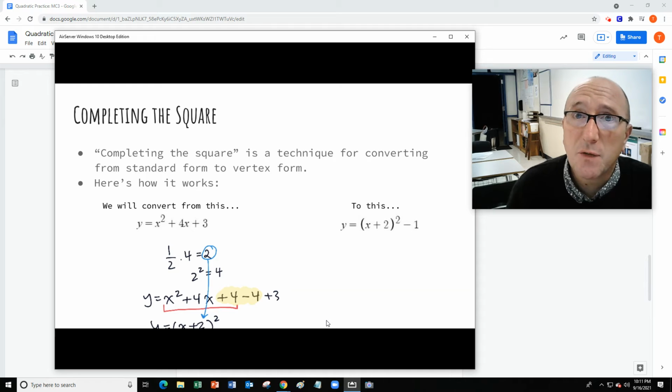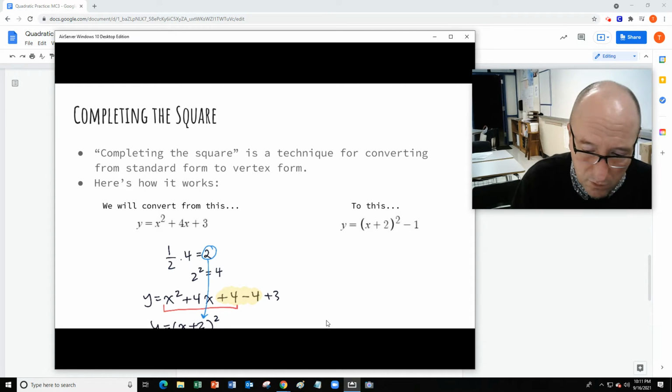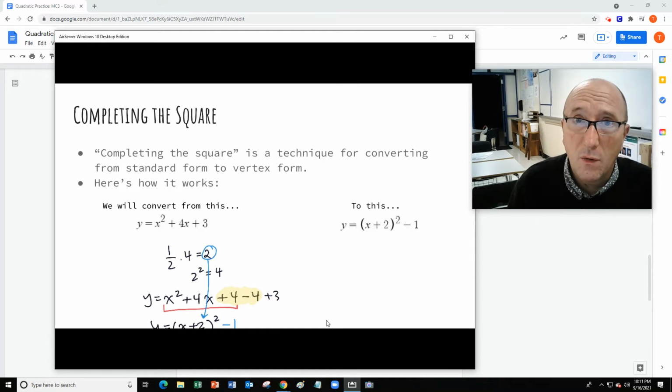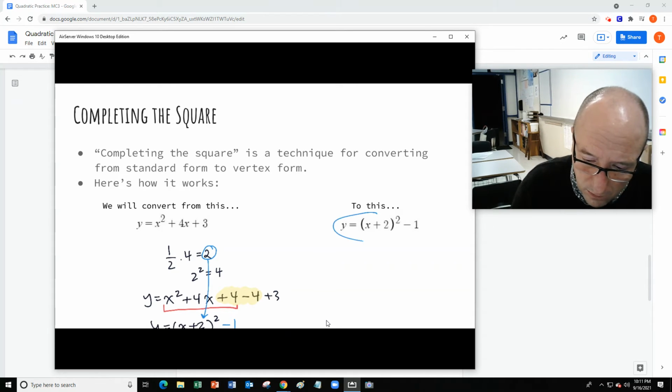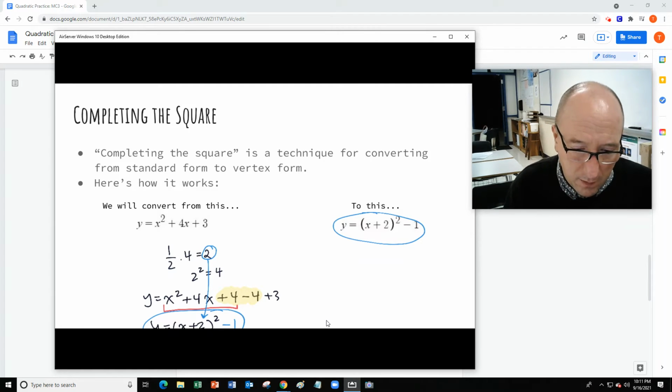So now I still have that minus 4 plus 3. I've got to clean that up. So minus 4 plus 3, as you know, would be negative 1. So notice how what I just created here is exactly the same as what I told you I would create. The equation over here is exactly the same as this equation. That is completing the square.